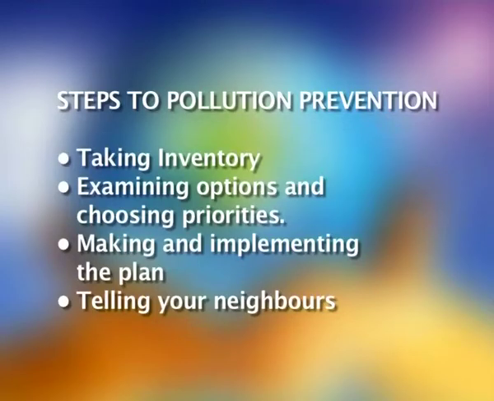Four steps to pollution prevention. Individuals and families can achieve pollution prevention by following a four-step plan: taking inventory, examining options, and choosing priorities; making and implementing the plan; and telling your neighbors.